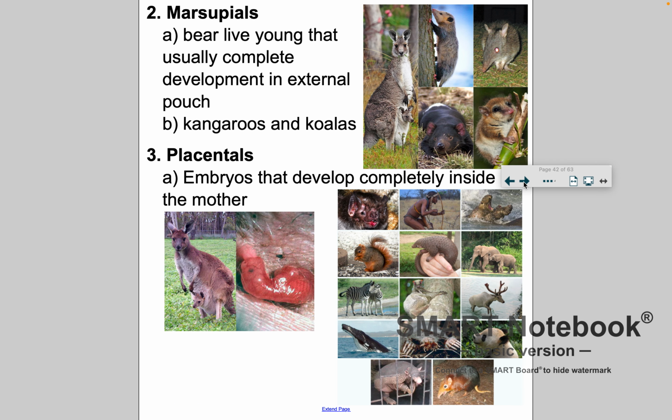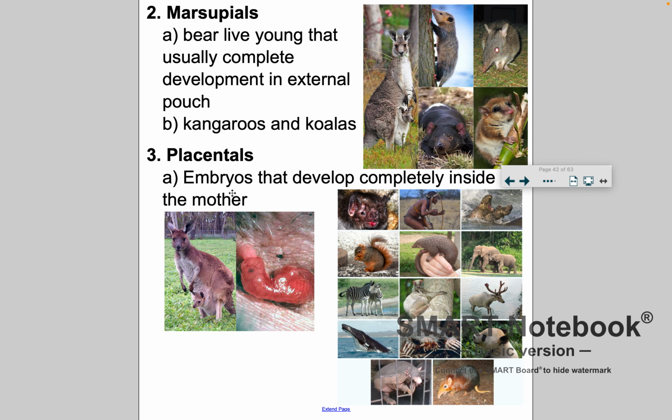Marsupials is a second group. This is where the young is born, and then they go into an external pouch. When they are born, they're literally miniature versions of themselves. So like a kangaroo, think about the size of a kangaroo as an adult. Now imagine it roughly 2 inches tall, okay? And it looks like a little baby kangaroo, like a toy. You can kind of see that right here. So it will go inside the pouch and just kind of latch on and complete its development there.